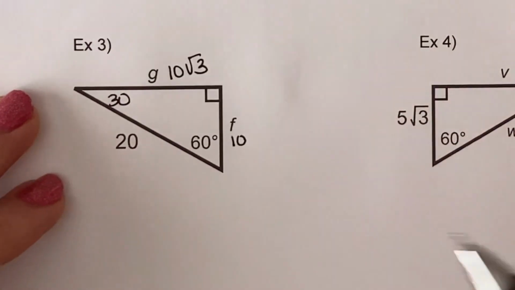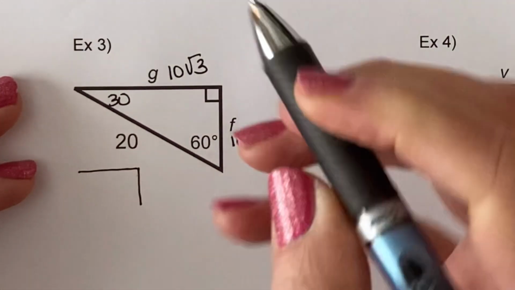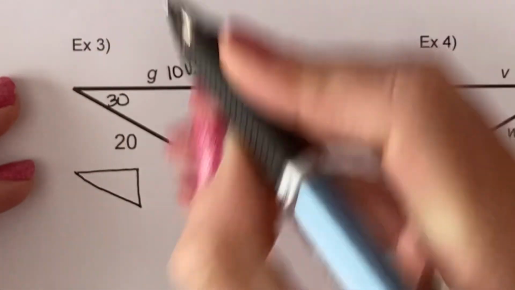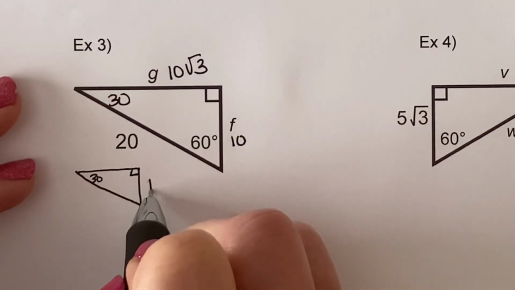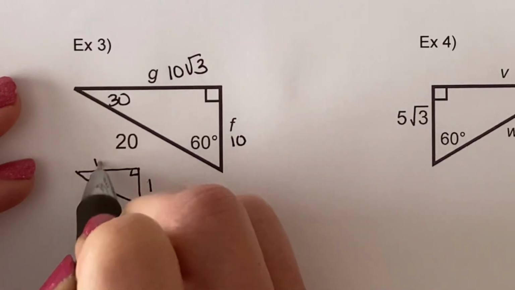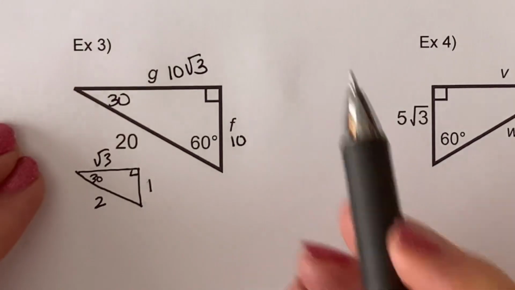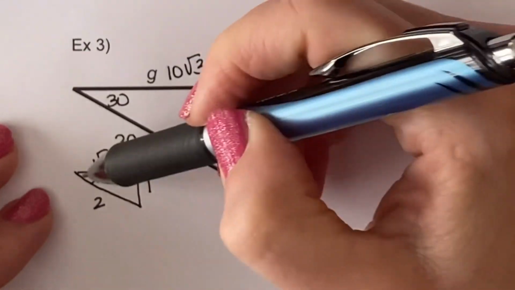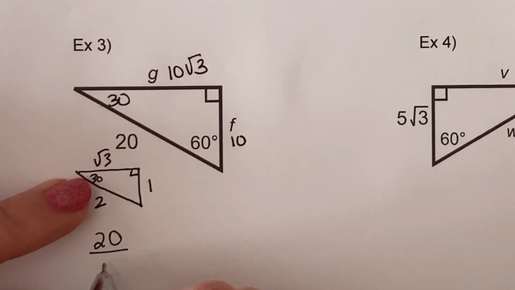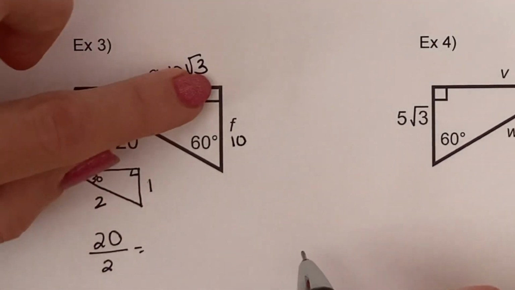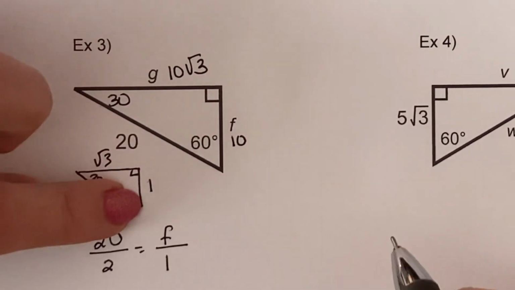But if you don't remember that and you just want to set up a proportion, here's what you do. Draw your 30, 60, 90 triangle. And I try to do it in the same orientation as what I see. So here's my short leg, hypotenuse, long leg: 1, 2, square root of 3. And let's do F first. I'm going to start with what I know. I know hypotenuse over hypotenuse, so hypotenuse over hypotenuse will be little leg F over little leg 1.